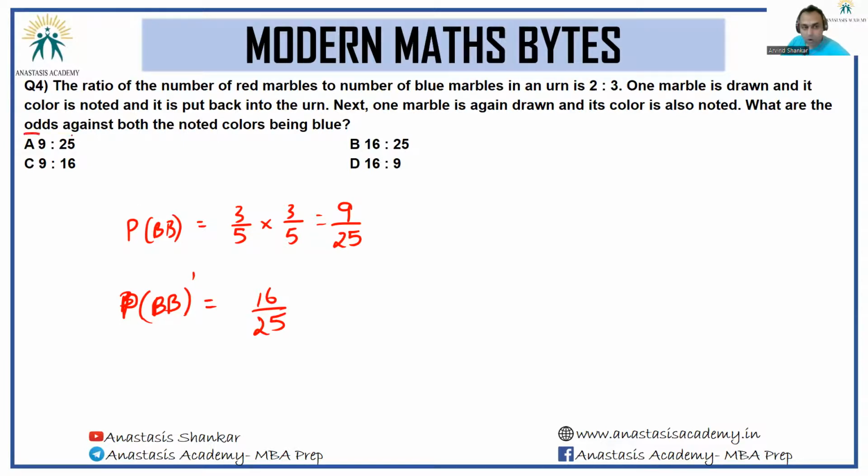Now, when they're saying odds against something, it is the probability of not both being blue by the probability of both indeed being blue. So this will be equal to 16 by 9. So answer will be option D.